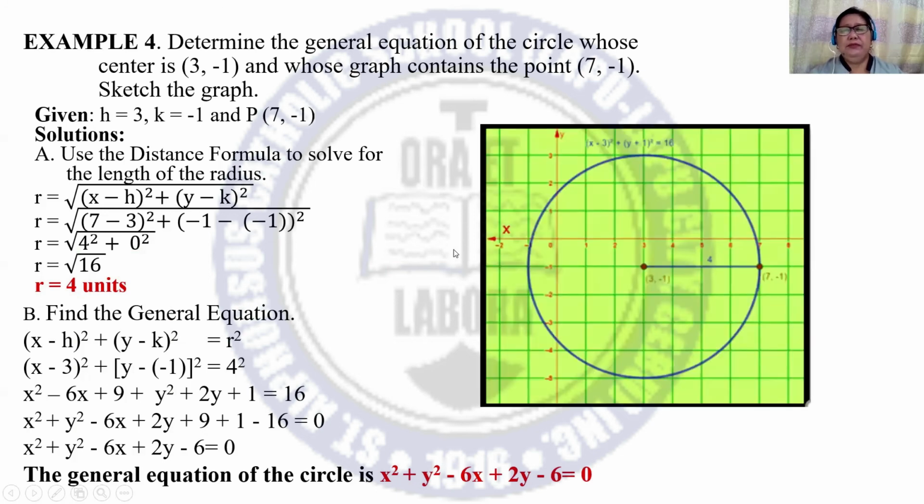And the graph of the circle is this one. Center 3, negative 1. This is the point on the circle, 7, negative 1. And label the circle with the name. The name can be the general form or the standard form.